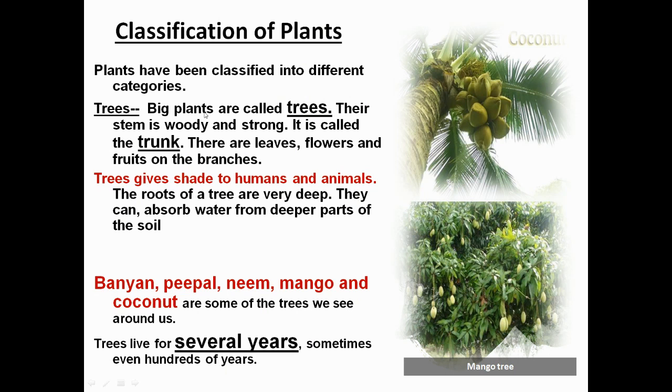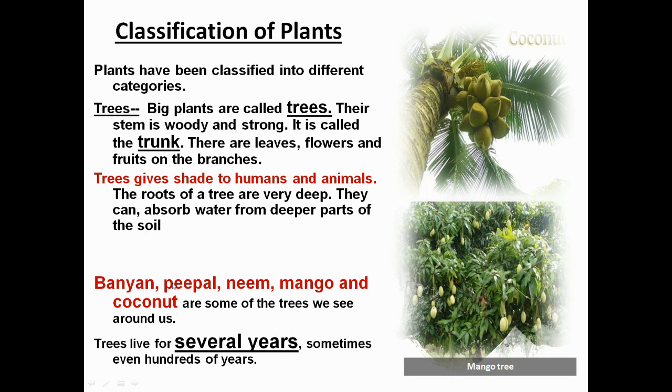Trees. Big plants are called trees. Their stem is woody and strong. It is called the trunk. There are leaves, flowers, and fruits on the branches. Trees give shade to humans and animals. The roots of a tree are very deep. They can absorb water from the deeper part of the soil.